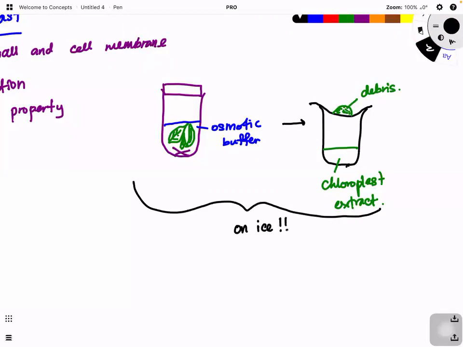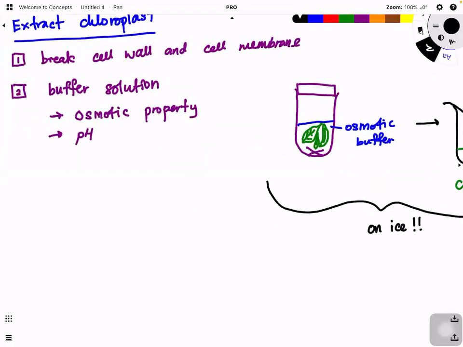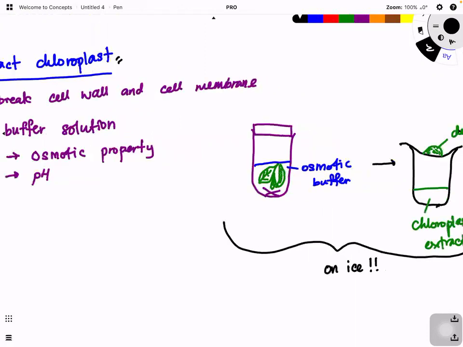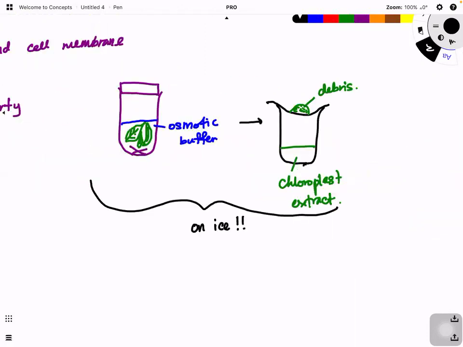Now, why do we need to be on ice? In this experiment, we want to maintain the integrity of the chloroplast, which means we don't want the chloroplast to lyse. Why will chloroplast lyse? Because when you lyse the cells, you release enzymes. These enzymes will be released into this extract and spoil the chloroplast. In order to reduce the rate of degradation of the chloroplast, we need to put it on ice. Always remember, we prepare everything on ice.